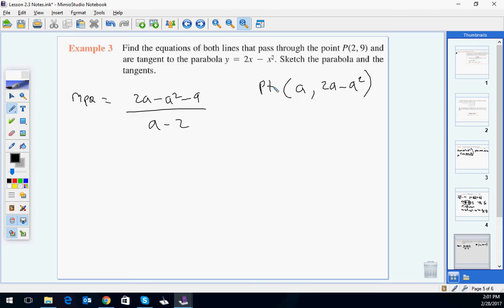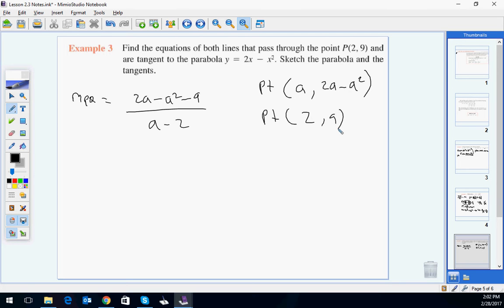Okay, so again, find the equation of both lines that pass through a point of 2, 9 and are tangent to the parabola. So we don't have the point that's actually tangent. Okay, but we know it's going to go through 2 spots. And so this represents the unknown point. If you can see where I got this, this is like x. This is 2x minus x squared. I'm just using a, so I don't use x's again. Okay, and then we're going to do our other point, which we know is the 2, 9. And so we're doing y minus y over x minus x. So we're just doing our slope formula.